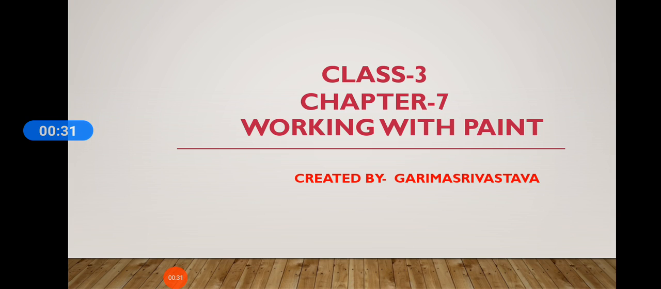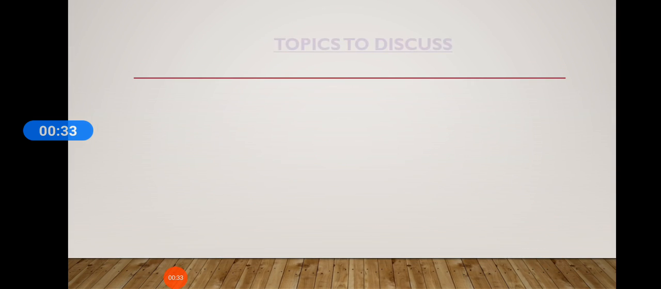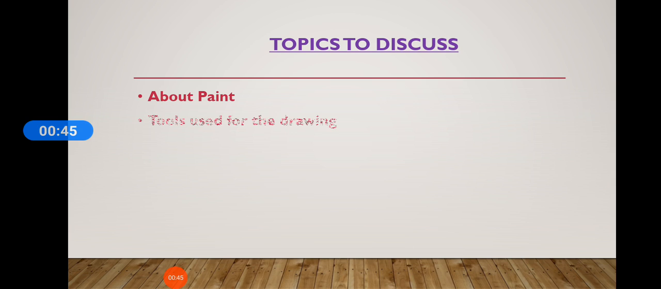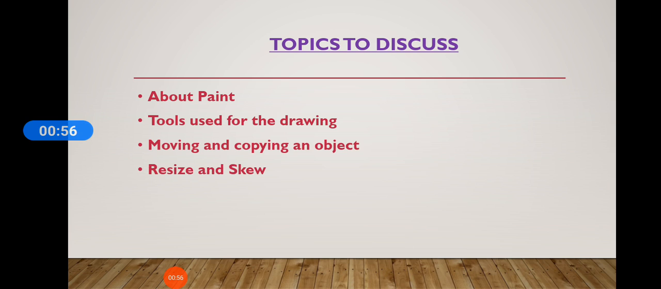To know more about paint, we will discuss many topics. Let's see what topics we are going to discuss in this chapter. First topic is about paint. Next topic is tools used for the drawing. Then after we will discuss moving and copying an object. Then resize and skew. After that, we will discuss the next topic, that is zooming the pictures, and at last we will see how we can save a drawing.